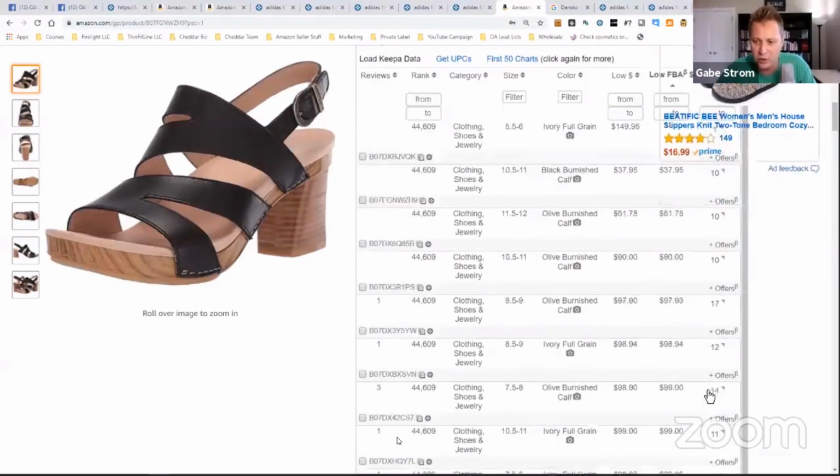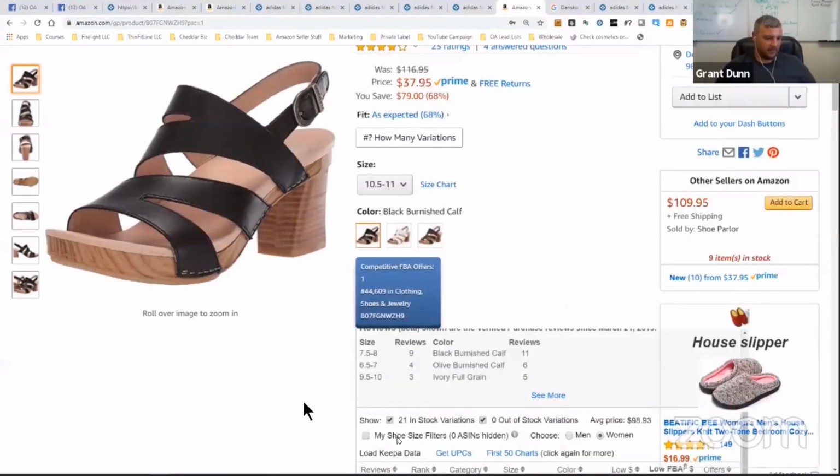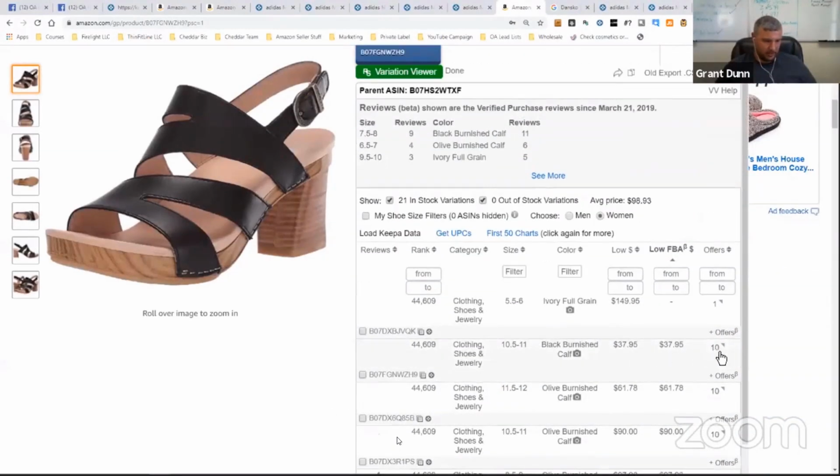So what are you going through here, Grant? I'm looking at the size. Am I on size? Yeah, I'm looking at size 10.5 and 11. And let's see here. There it is right there. Here's something interesting.